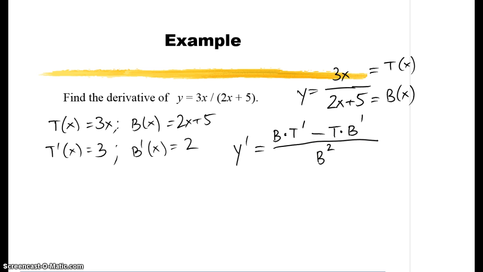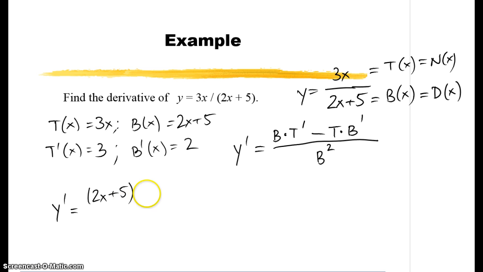Again, I use t and b, they use n and d. It's really the same thing at the end of the day, right? You could think of this as n and d. It would look like that. So this now becomes a plug-in problem. All we have to do is just plug in the appropriate values.